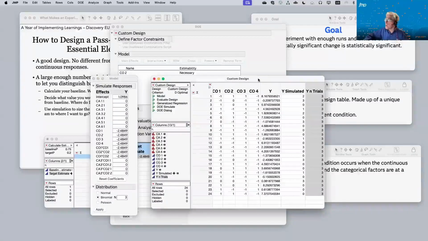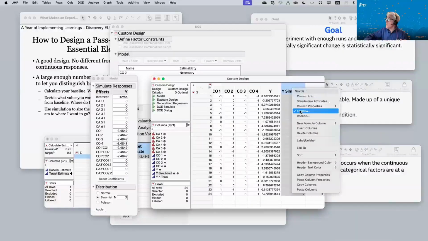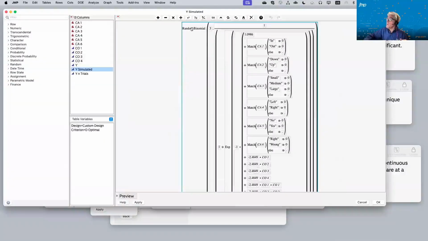Now I want to go in and make some changes to those categorical factors. I want to identify which of my levels I consider my baseline levels for my categorical factors. I'm going to open up the formula that JMP has created. Notice that it's generating a random binomial variable, so that every time I run this, I get a different set of values. The important thing, don't get bogged down in all of the details here, is that here are my factor effects.